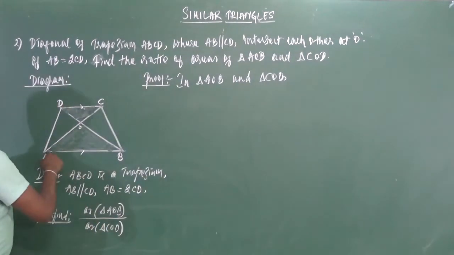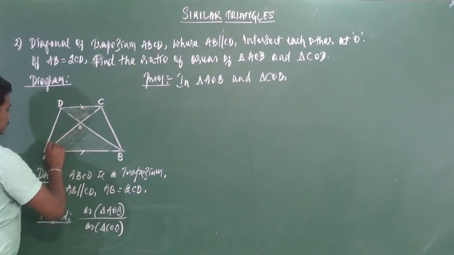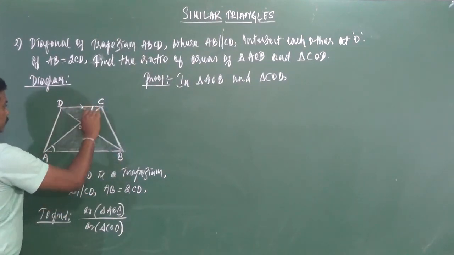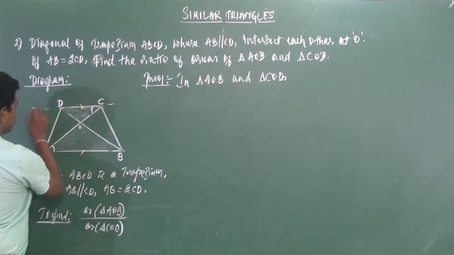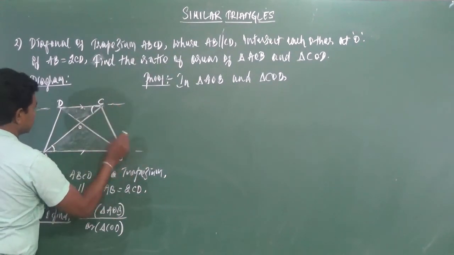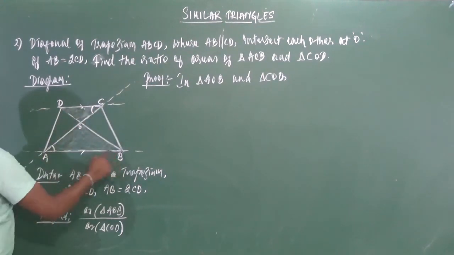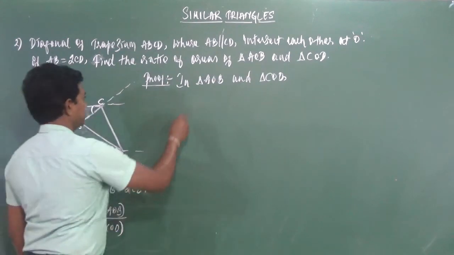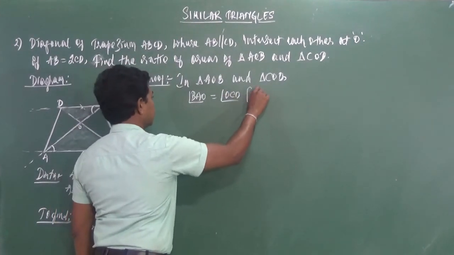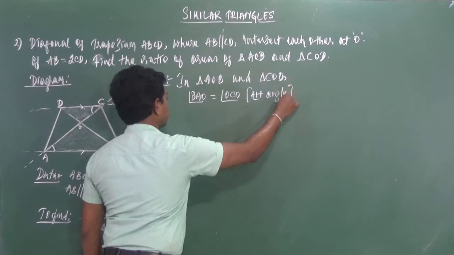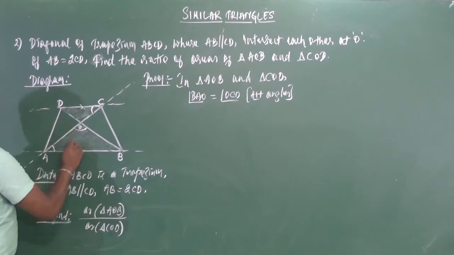Now as AB is parallel to CD, angle BAO will be equal to angle OCD. They are alternate angles. Considering AC as the transversal across the two parallel lines, angle BAO is equal to angle OCD. The reason is alternate angles. You have to write the full form.